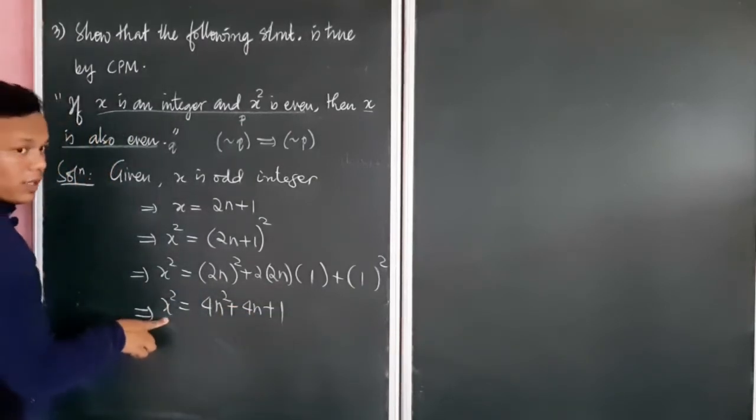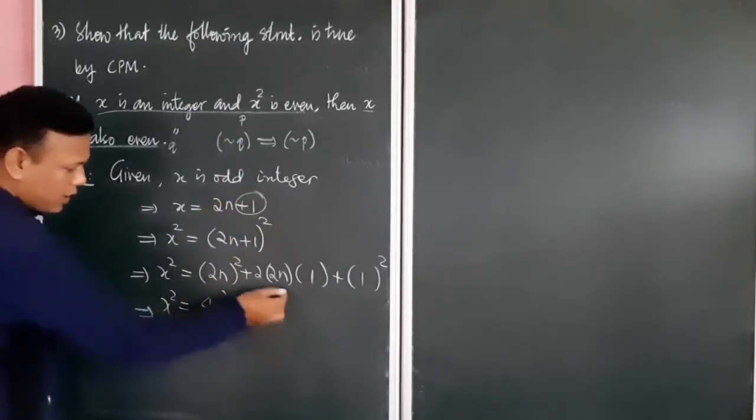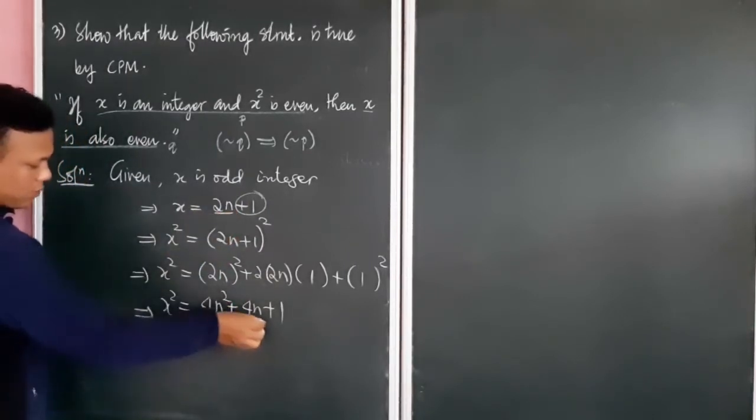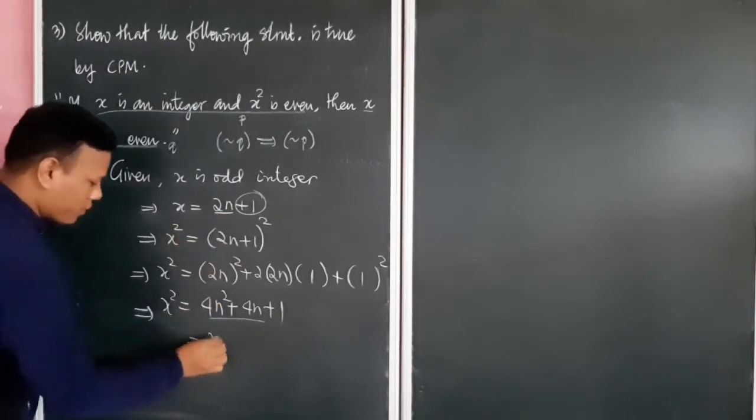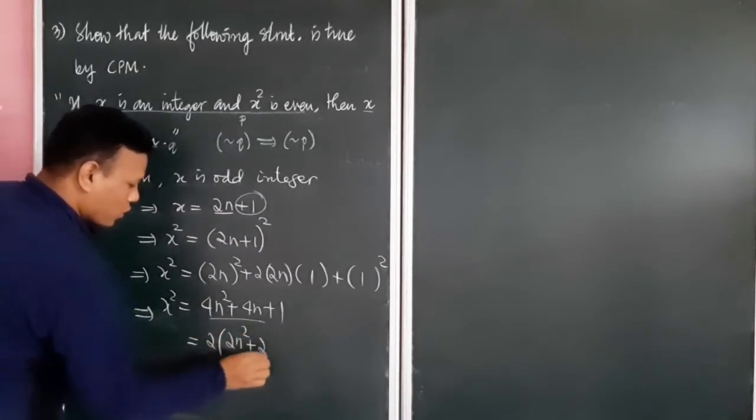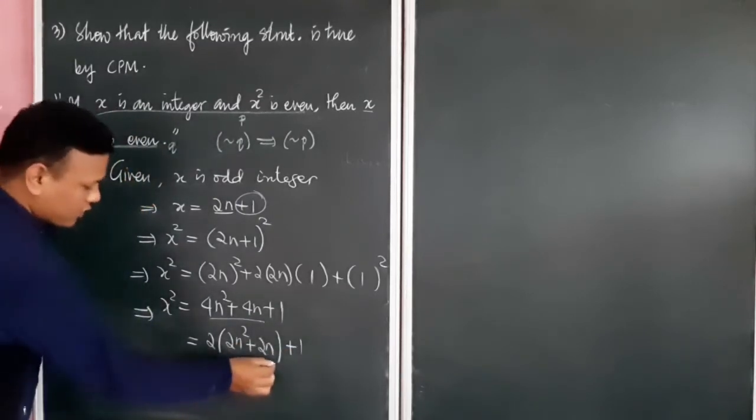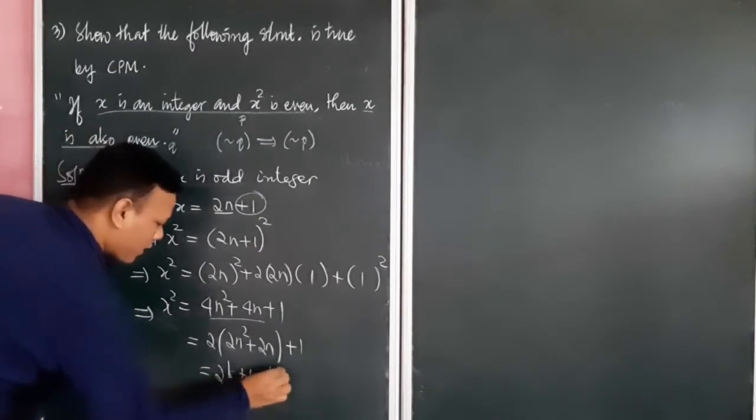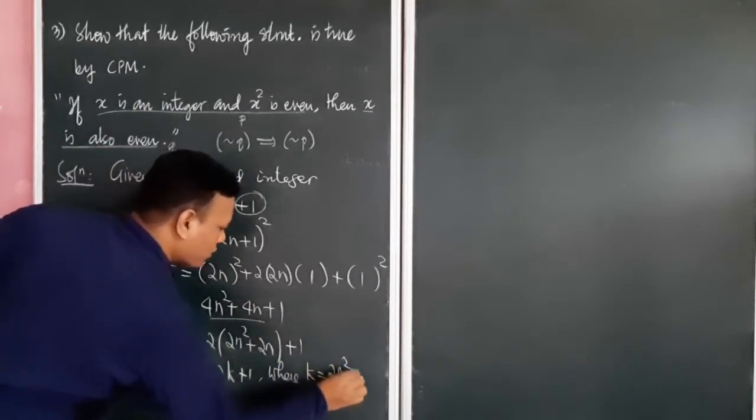Now our aim is to prove x square is odd. Odd means we have to keep plus 1, right? So we have plus 1 here, but we have to make the remaining part in this format. So this can be written as 2 into (2n square plus 2n), plus 1. Now can I write this as something like k? Yes. So this can be written as 2k plus 1, where k is equal to 2n square plus 2n.